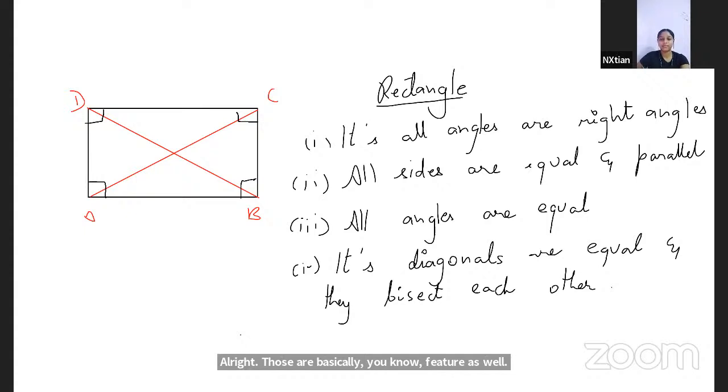So we are left with the square, rhombus, and kite. Those three things we will cover in our next class. When is the next class? Next class is on Monday, same timing.